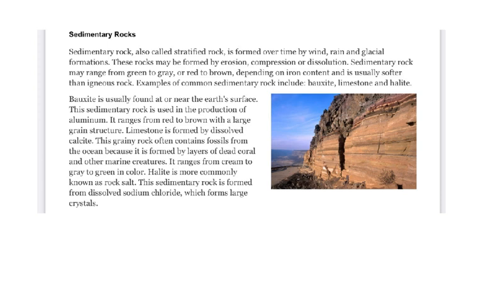Bauxite is usually found at or near the Earth's surface. This sedimentary rock is used in the production of aluminum. It ranges from red to brown with a large grain structure. Limestone is formed by dissolved calcite. This grainy rock often contains fossils from the ocean because it is formed by layers of dead coral and other marine creatures. It ranges from cream to gray and green in color.